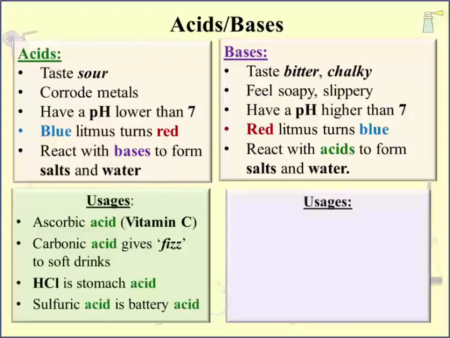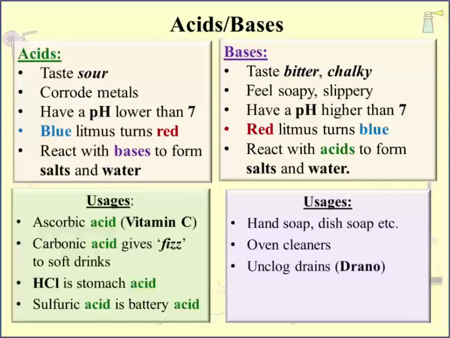Usages for bases include the soaps we clean with. Oven cleaners are often powerful bases, as are the chemicals used to unclog drains, like Drano. Milder bases make good household cleaners, like 409 and Windex.